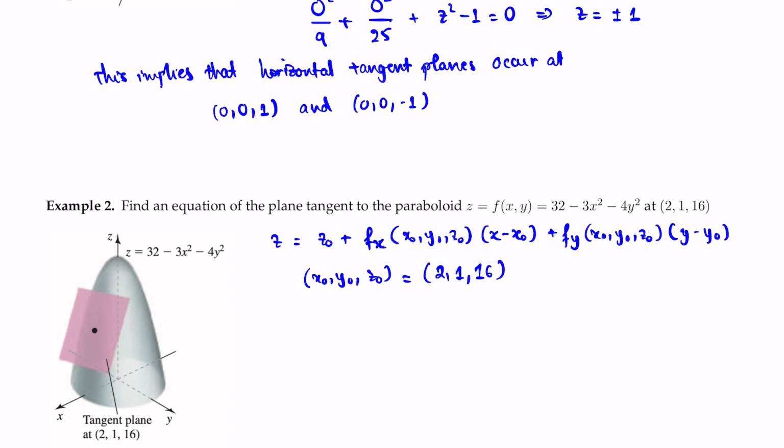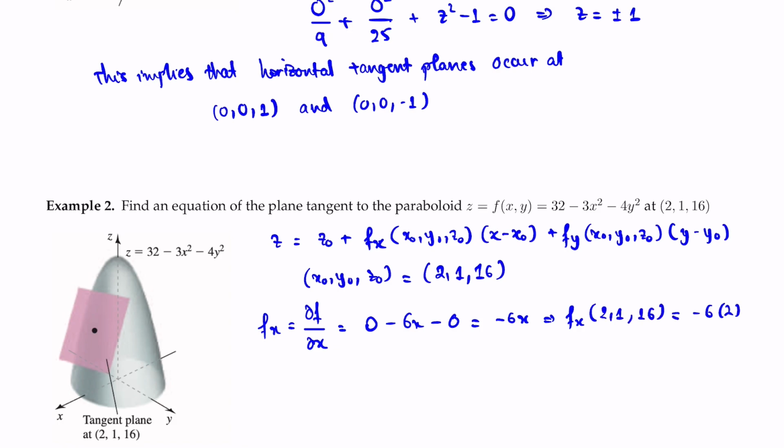Now you just need to evaluate the partial derivative of the function with respect to x and with respect to y, then evaluate the partial derivatives at the point 2, 1, 16. So you have f sub x, or partial f partial x, is equal to 0 minus 6x minus 0, or this is just negative 6x. Or f sub x evaluated at the point 2, 1, 16 is going to give you negative 6 times 2, or negative 12.